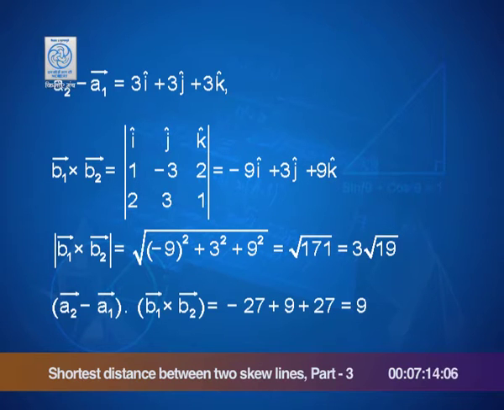If you find the dot product, it turns out to be 9 in this case, right. We are multiplying the components of A2 minus A1 and B1 cross B2 correspondingly. So, I get minus 9 into 3 plus 3 into 3 plus 9 into 3 results as 9. So, what you have to now do is just plug in the values of each of these in the formula, and the shortest distance comes out to be 3 by square root of 19 units.